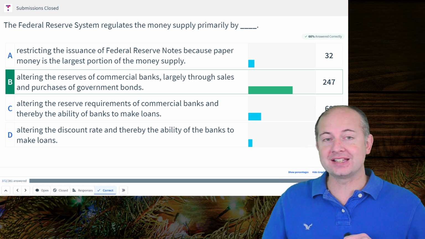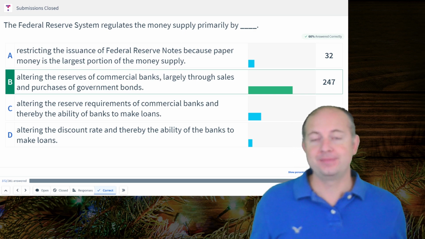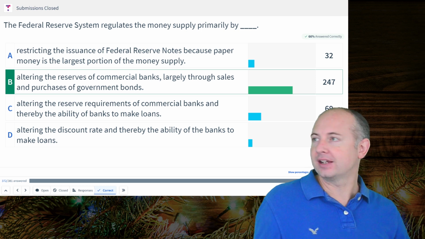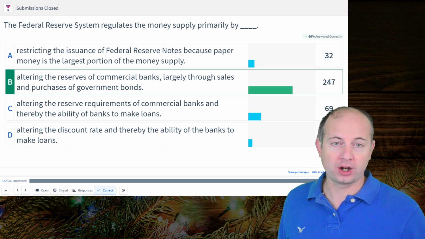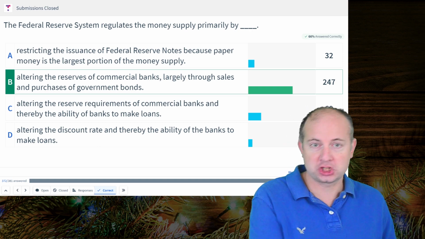Because when the Fed buys and sells bonds, the currency used for buying and selling is US dollars. So when the Fed wants to get money out of the market, they sell bonds in exchange for US dollars.